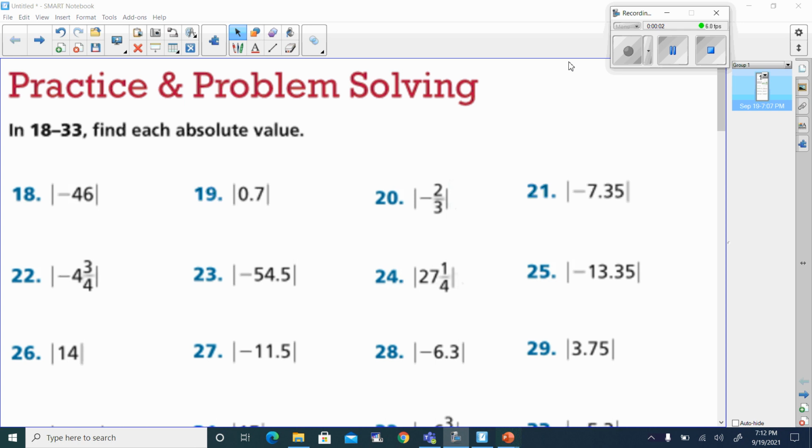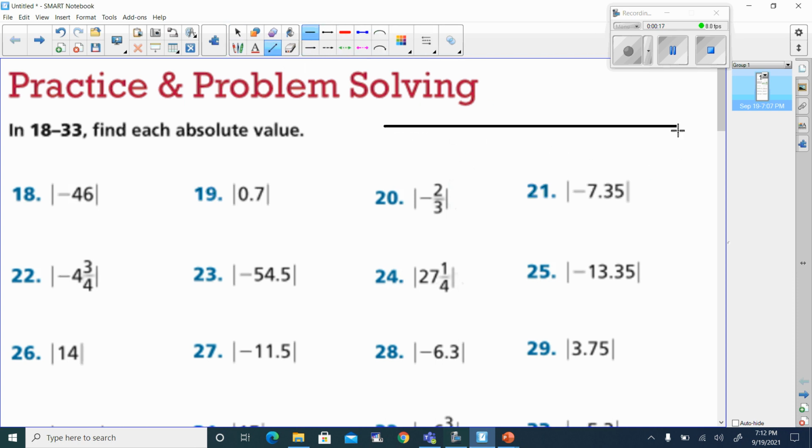We're going to be tackling lesson 2-3, practice and problem solving. First part says find each absolute value. We know the absolute value of a number is how far that number is from zero on the number line.